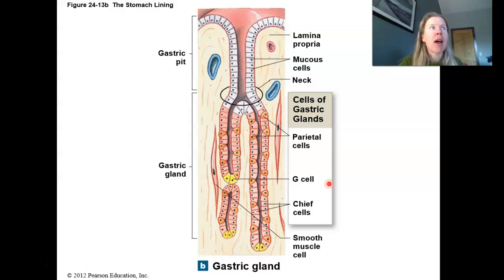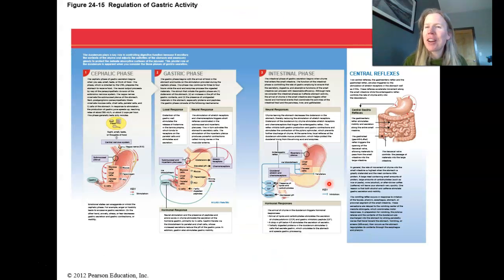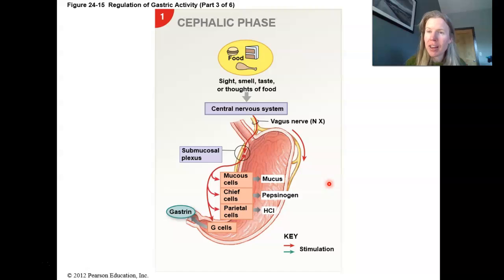Again, remembering that previously we talked about the fact that along the GI tract there's a lot of these enteroendocrine cells, and so there are a lot of hormones that are going to be involved here. And we'll see some of that as we look at the regulation of gastric activity. So really, this comes in 3 different phases: the cephalic phase, the gastric phase, and the intestinal phase. So the cephalic phase begins before food even gets into the GI tract. It's basically preparing the stomach to receive food.